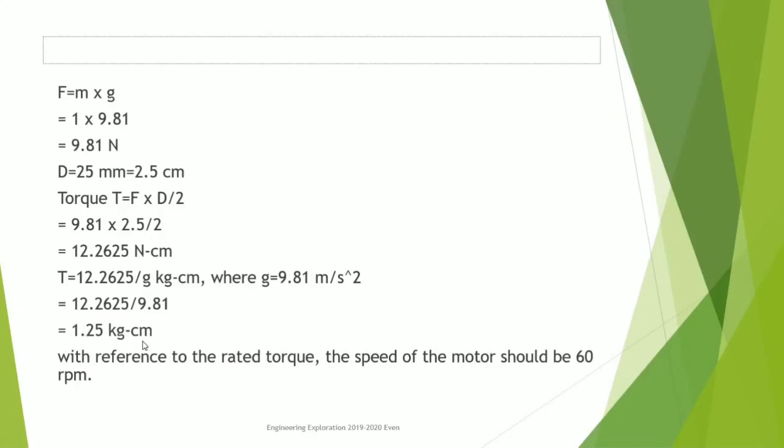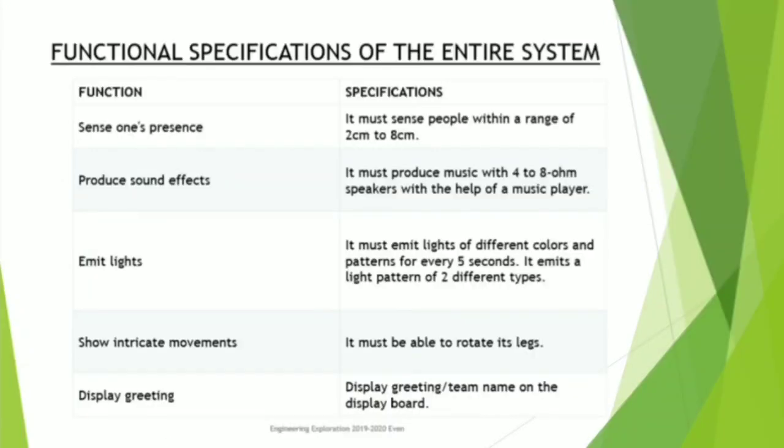With reference to this rated torque, the speed of the motor should be 60 rpm, rotations per minute. So, here are the function specifications of the entire system. In our system, there are 5 functions. The first one is to sense one's presence. For sensing, we are using the ultrasonic sensor. It will sense people in the range of 2 to 8 cm.